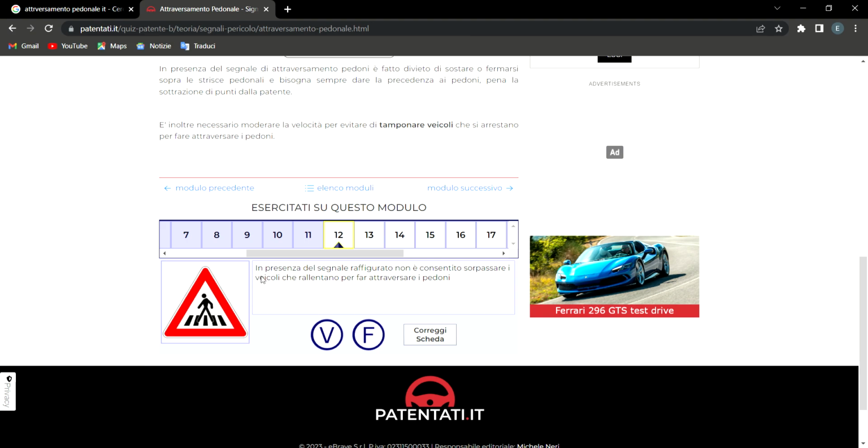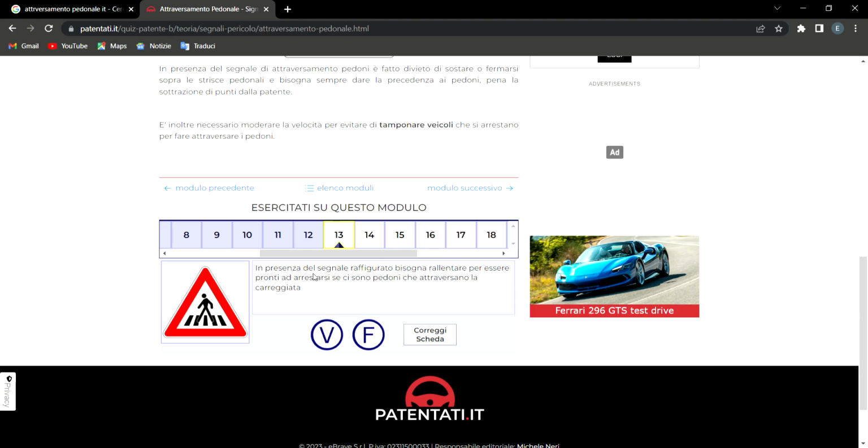Number 12 says: in presenza di segnale raffigurato non è consentito sorpassare i veicoli che rallentano per fare attraversare il pedone. It simply says that this sign does not permit you to overtake the vehicle that is waiting for a pedestrian to transit. And it's vero. When you are driving on this road, if you find a car waiting for the pedestrian to transit, all you have to do is wait. You don't need to overtake. So that is for that.